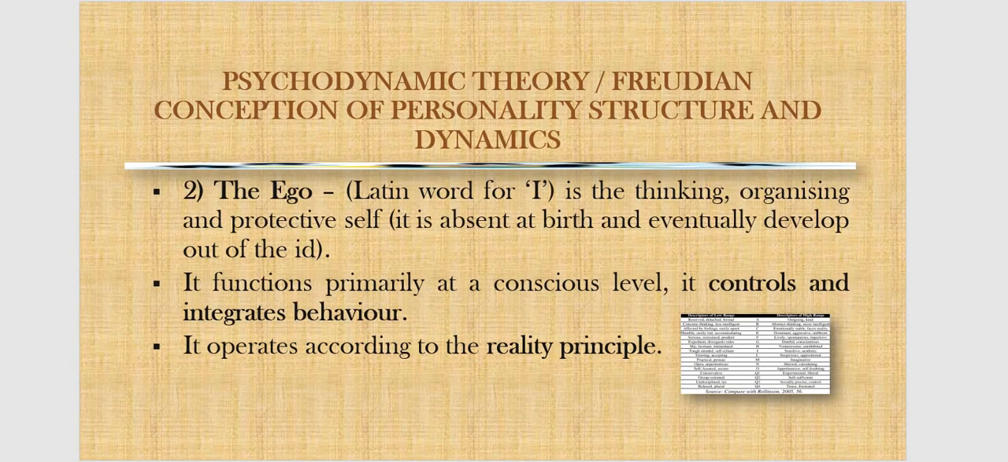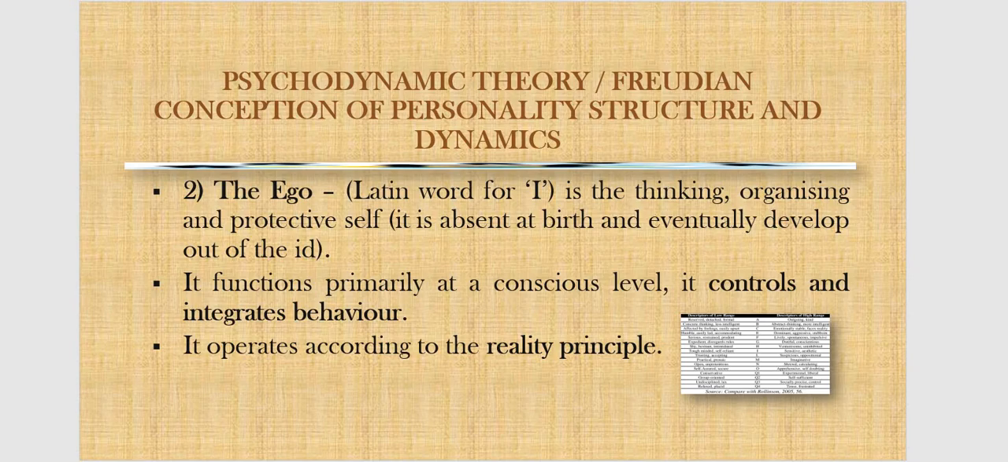And the ego also talks about rational thinking. Do you get it? The rational thinking. Here you know the reality. So let's say it is the thinking, organizing, and protective part of self. It is absent at birth, because at birth you don't know the reality. Do you get it? It eventually develops out of the id. And so it is true that with aggression and the pleasure, you will develop an ego. You develop reality. So you will try to control your id. Do you get it? You try to control that kind of pleasure, that kind of desire for power or immediate gratification.